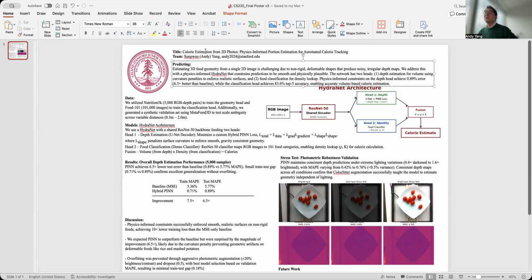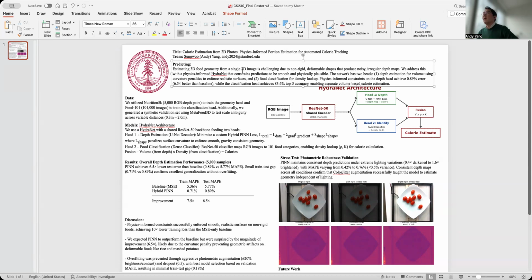This project is to estimate the calorie from 2D photo. There are many apps that are doing that, and still the challenge is in the inaccurate estimations of calorie. I specifically focus on the volume estimation, in particular the depth map. Basically, the distance from the camera lens to the food is the depth map, and that estimation is where I'm focusing on.